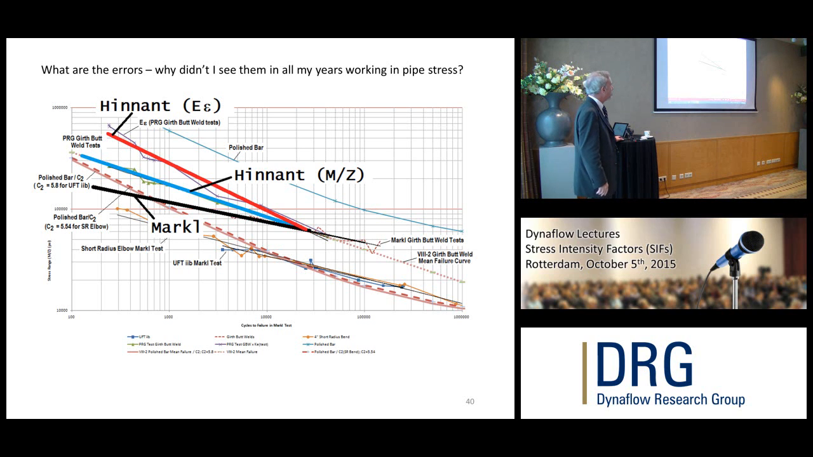And this is just another representation of that. Here's the Markle curve. This is the Hinnant curve, or it's called the Hinnant curve. The guy was Chris Hinnant. He worked at our company and did a whole series of fatigue tests to show the Markle tests were wrong. And then this is E epsilon. As it turns out, E epsilon is actually higher than the fatigue curve that we're using.